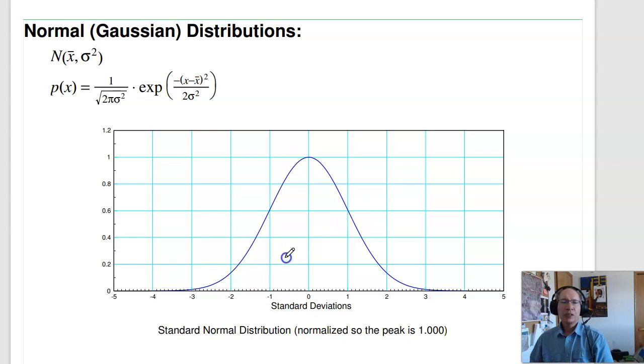A normal distribution looks like this. This is the PDF of a normal distribution. That's what it looks like, normalized so that the peak is 1. Again, your standard bell-shaped curve. This is how many standard deviations you go left and right. The mean is the center, the average. The standard deviation is a measure of the spread. This is a standard normal distribution where the mean is 0 and the standard deviation is 1.